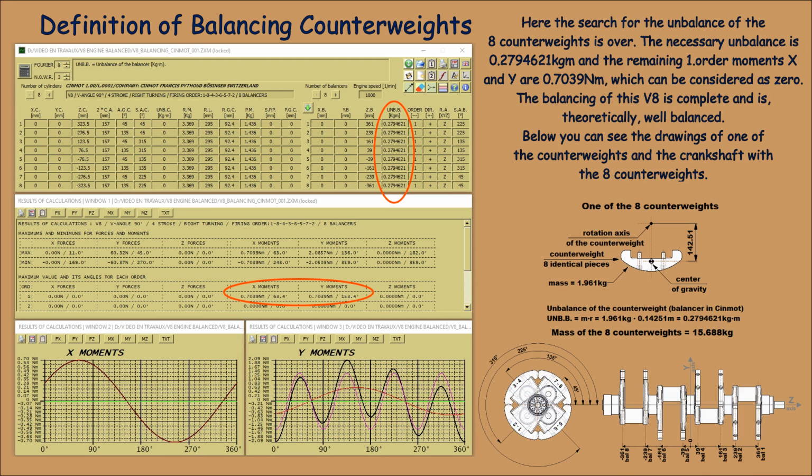Here the search for the unbalance of the 8 counterweights is over. The necessary unbalance is 0.279461 kg/meter and the remaining first-order moments X and Y are 0.7039 Newton-meters, which can be considered as 0. The balancing of this V8 is complete and is theoretically well balanced. Below you can see the drawings of one of the counterweights and the crankshaft with the 8 counterweights.